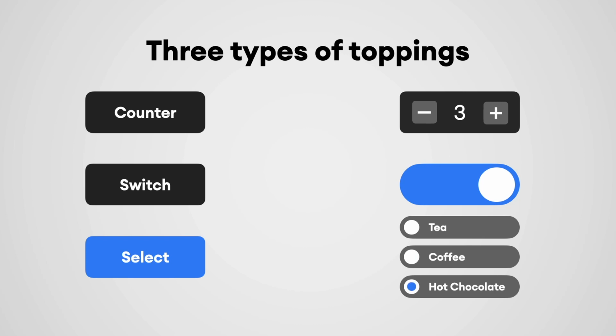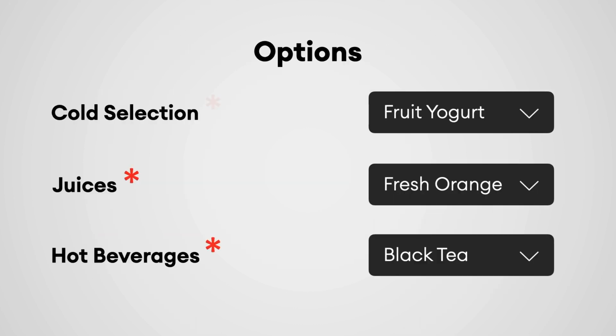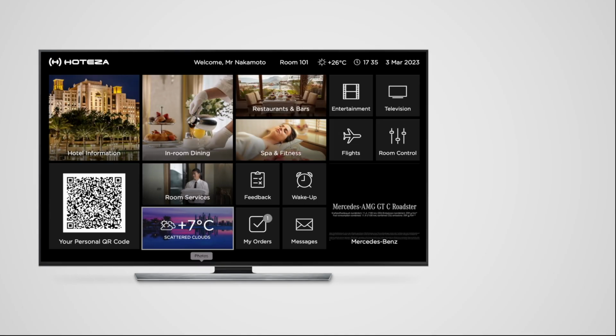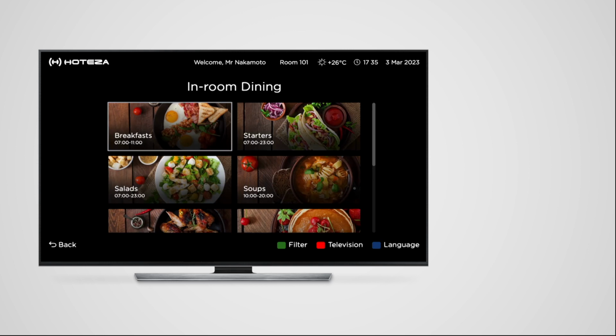In case the choice is obligatory to place the order, the topping will have a red star sign next to its title. The system will not let the guest proceed with the order before the mandatory selection is done. Placing of orders on food and beverages. Let us add several items to cart just in the way your guests do it on their devices.